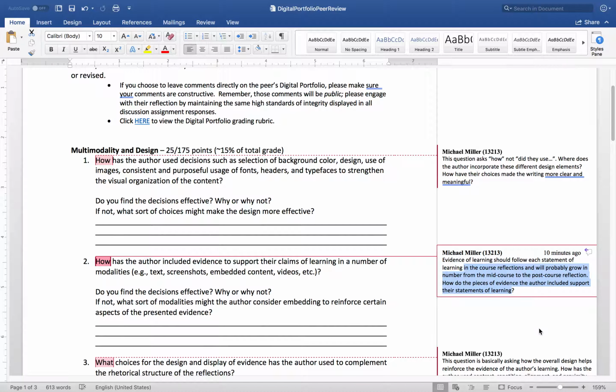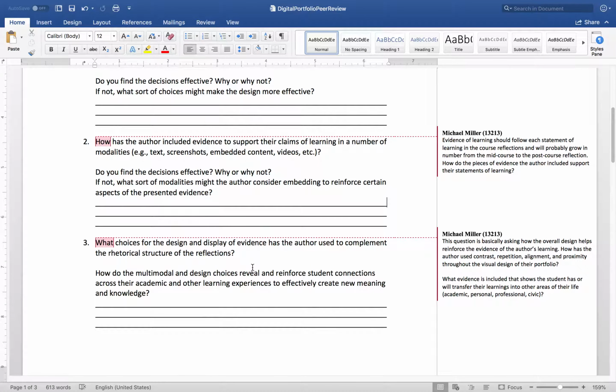Those should be present in all of the course reflections, but especially from the mid-course to the post-course. A lot of times in the pre-course reflection, there's not quite as much multimodality because we haven't learned about it yet. And then the last thing, how do those pieces of evidence that the author included support their statements of learning? So was their evidence meaningful to you? Does it clearly support their statement of learning? So remember, for every statement, there should be a piece of evidence, and that evidence should vary. So that's not all just a copied and pasted piece of the paper. We really do want to get multimodal with how we are including that evidence.